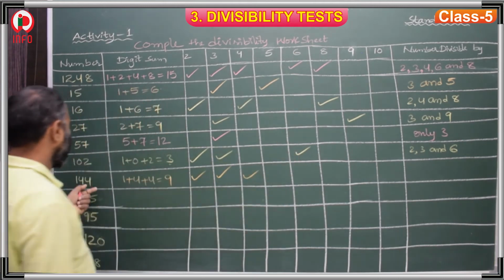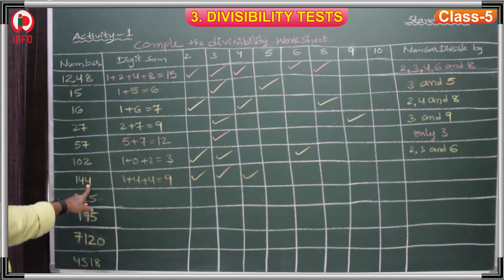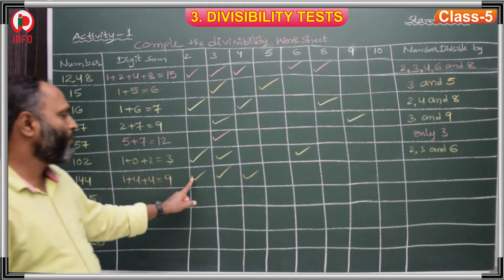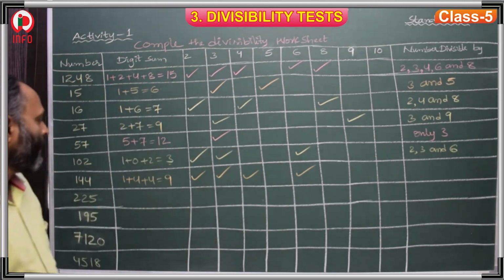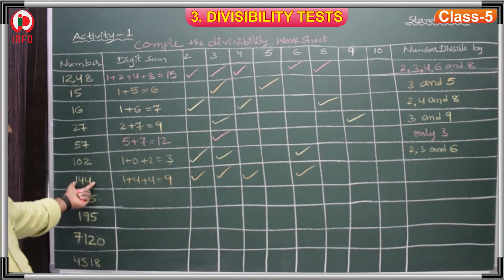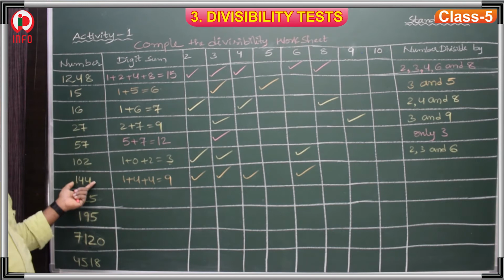For 4, the last 2 digits are 44. 44 comes in the 4 table, so it is divided by 4. For 5, there is no 0 or 5 at the end, so it won't divide by 5. For 6, it divides by 2 and 3, so it divides by 6 also.